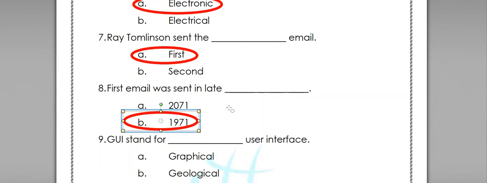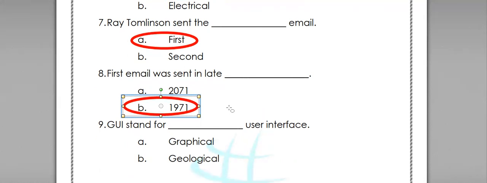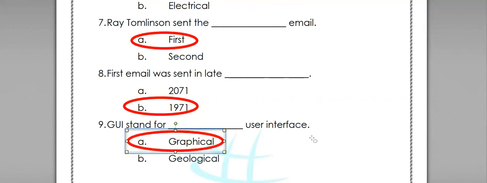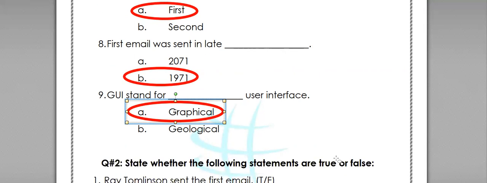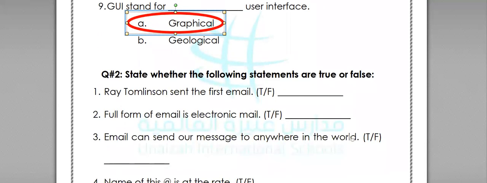GUI stands for dash user interface: A graphical, B geographical. The right answer is graphical. Graphical is basically taken from the word graphics, and it is about showing different pictures and multimedia things on the computer. Now, question number 2, which is about true and false.